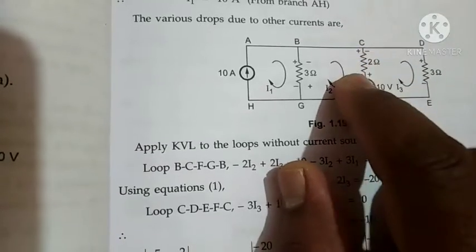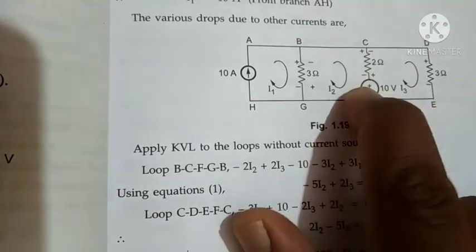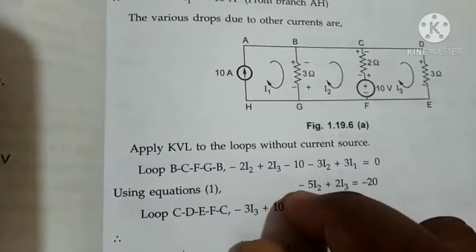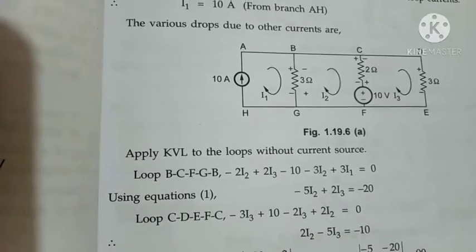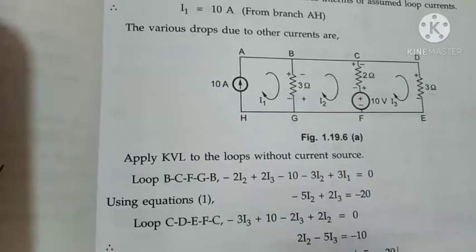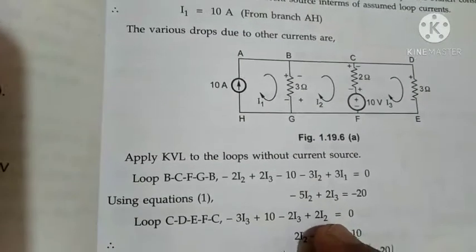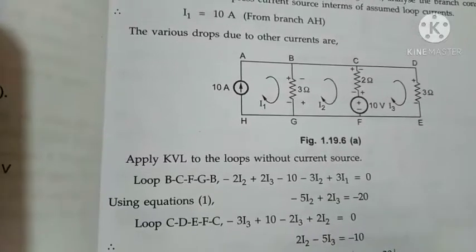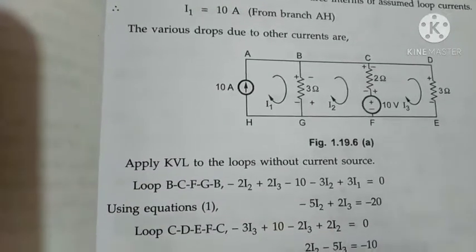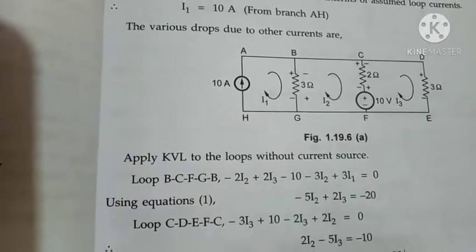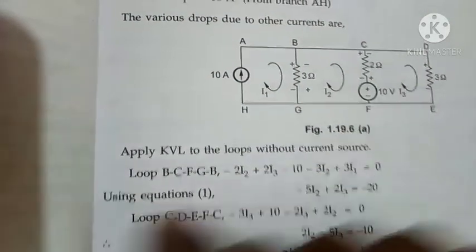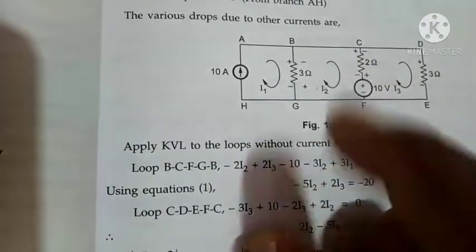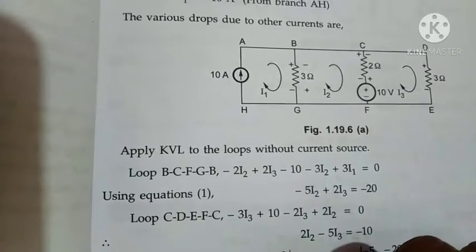Here you may observe I am moving from positive to negative. Two conventions we can use. If I am moving from plus to minus, I can take it as negative, and minus to plus I can take it as positive, or vice versa. That means if I am moving from plus to minus, I may take it as positive, and from minus to plus, negative. But as per this textbook, they have taken the convention that if they are moving from plus to minus, they take it as negative.